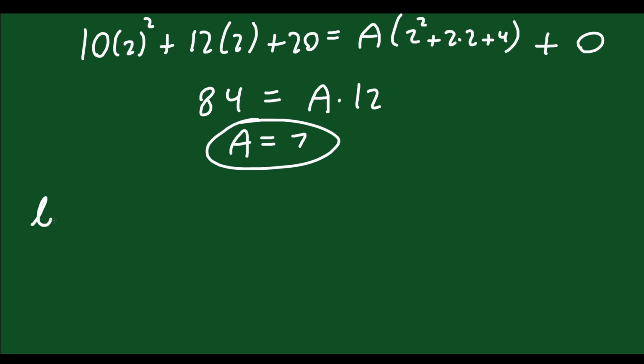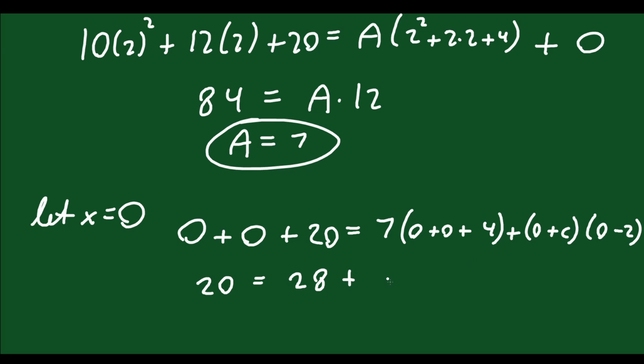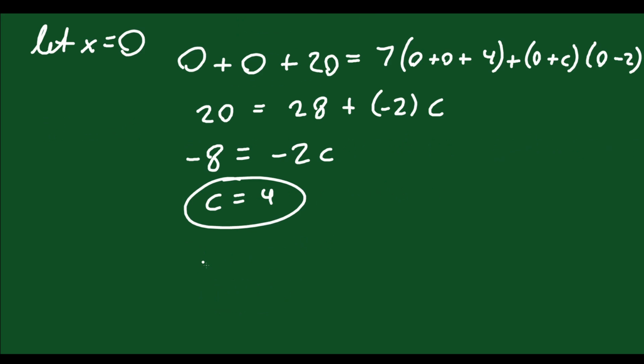So let x equal 0. That's going to give you 0 plus 20 equals, A is 7, so I'm going to plug that in, times 0 plus 4, plus the B is 0, so you get 0 plus C, times 0 minus 2. So on the left you get 20. On the right, 7 times 4 is 28, plus C times negative 2 is negative 2C. So you move 28 to the other side. 20 minus 28 is negative 8, equals negative 2C. Divide by negative 2, C is equal to 4. Okay, cool. Now we just got to solve for B.